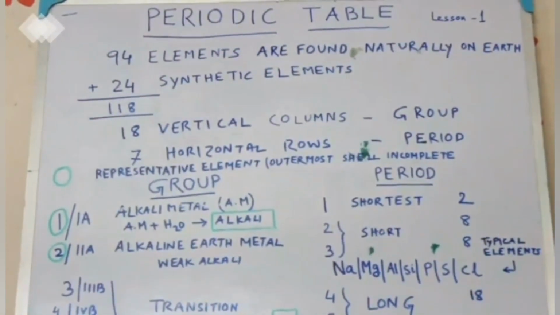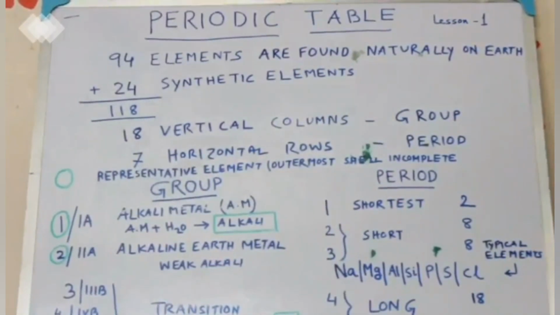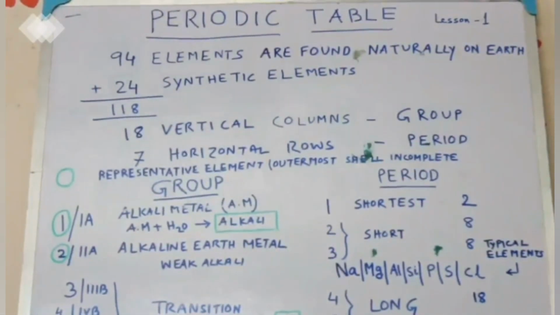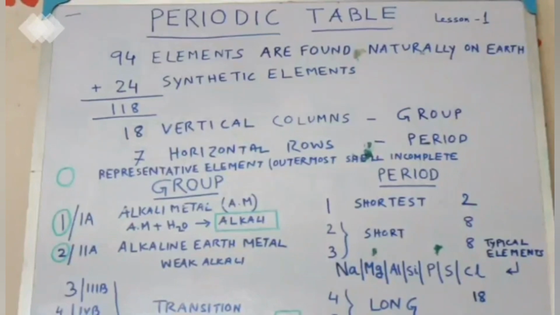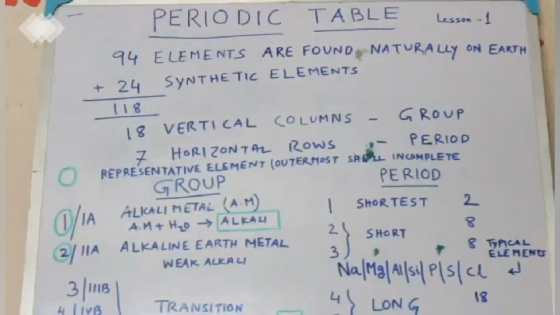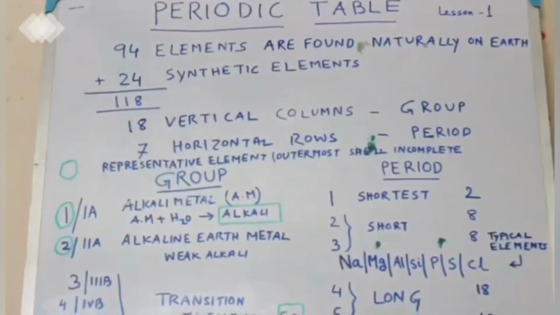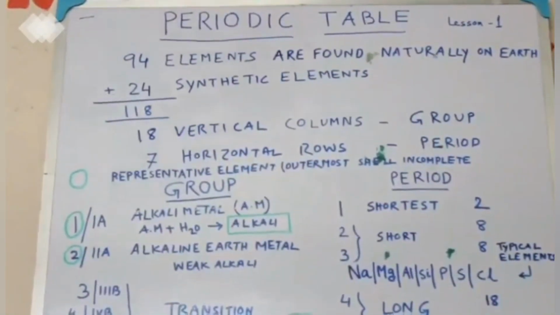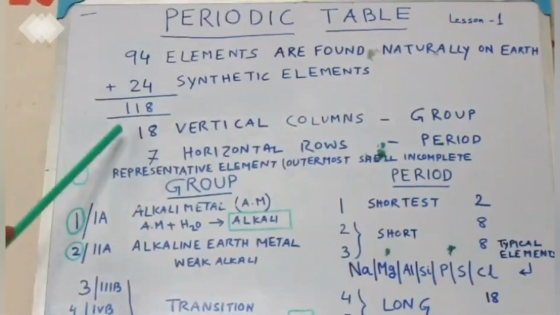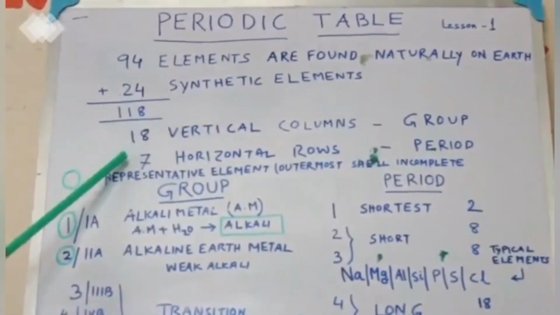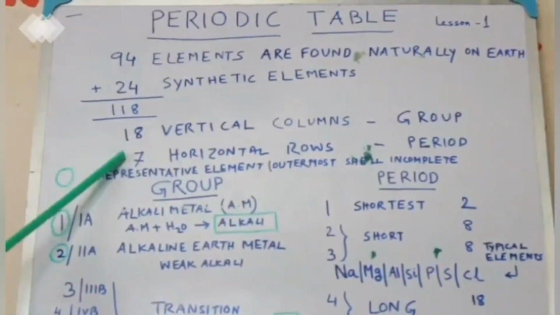Now, a tabular arrangement of elements. A tabular arrangement of all these 118 elements in groups, that is vertical columns, and periods, that means horizontal rows, highlighting the regular trends in properties of elements, is called a periodic table. We have 18 vertical columns known as groups and 7 horizontal rows known as periods.